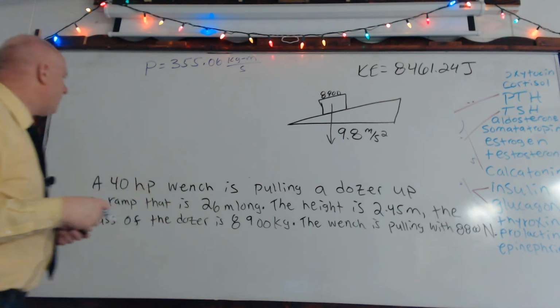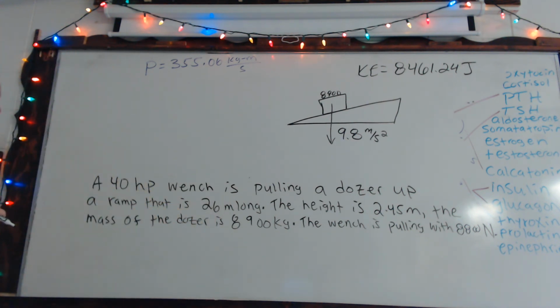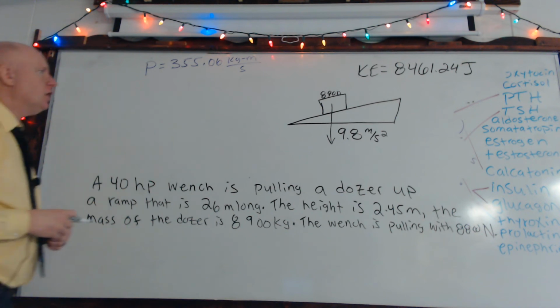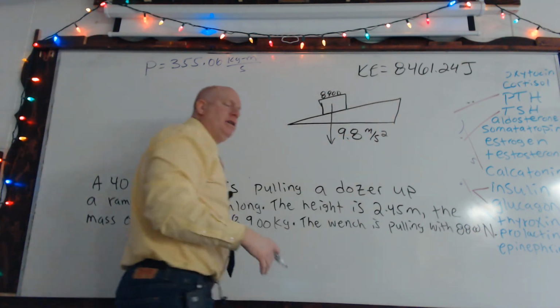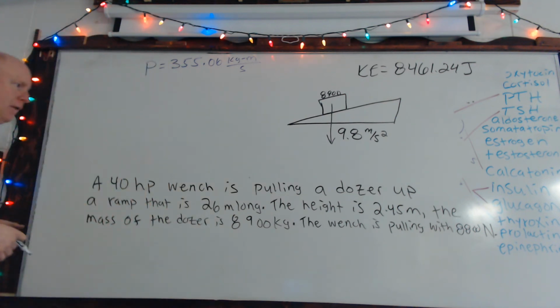A 40 horsepower winch is pulling a dozer up a ramp that is 26 meters long. The height is 2.45 meters. The mass of the dozer is 8,900 kilograms. The winch is pulling with 8,800 newtons. So what that means is as that is pulling up that ramp, is that a resistance force or an effort force if it's saying that it's pulling with 8,800 newtons?